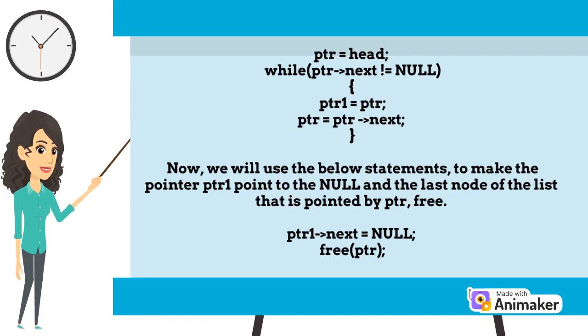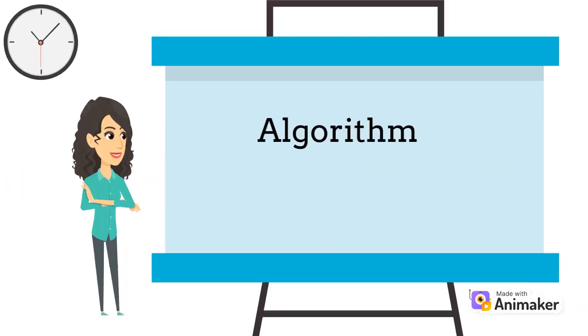Now, we will use the below statements to make the pointer ptr1 point to the null and free the last node of the list that is pointed by ptr. ptr1->next equals null. Free ptr.